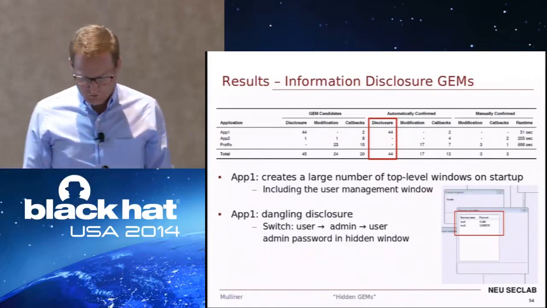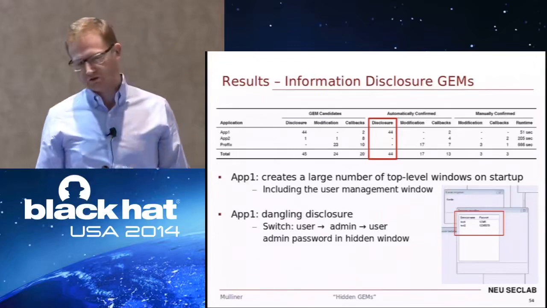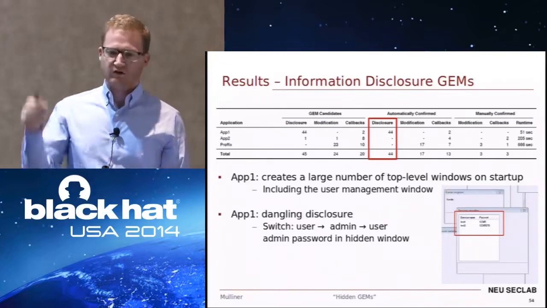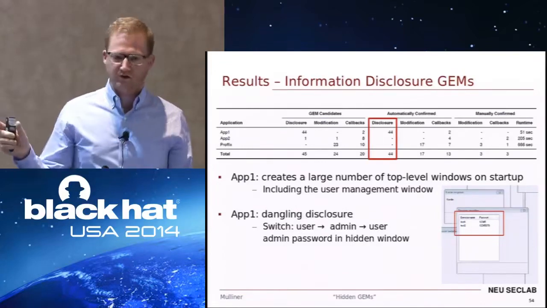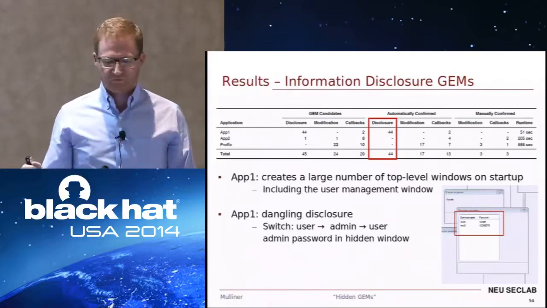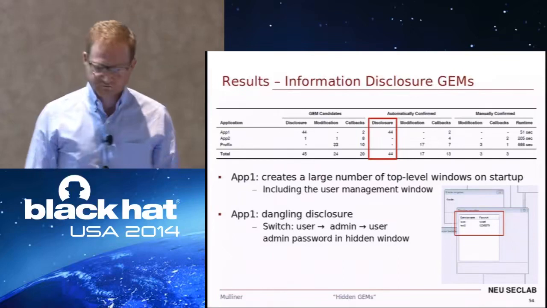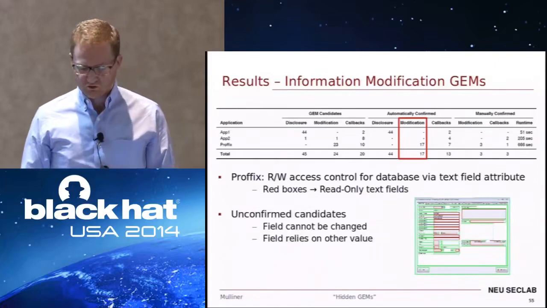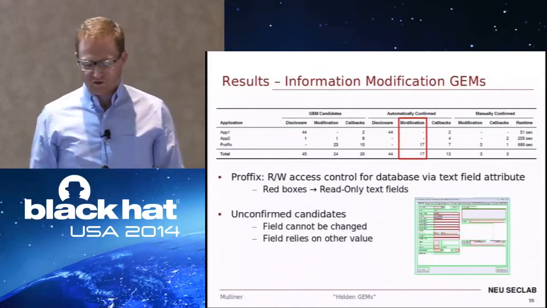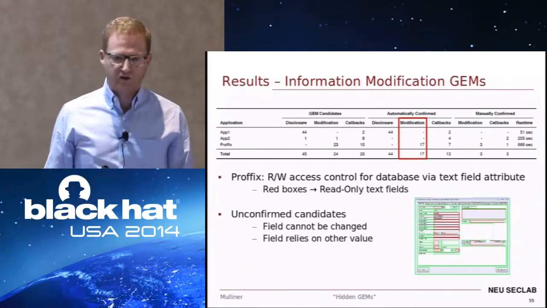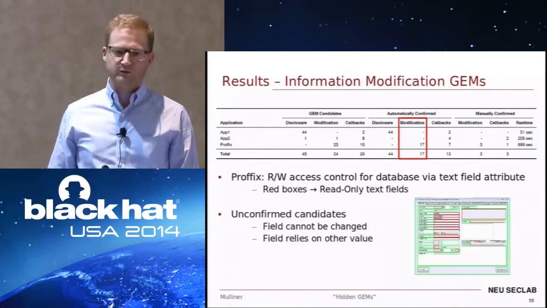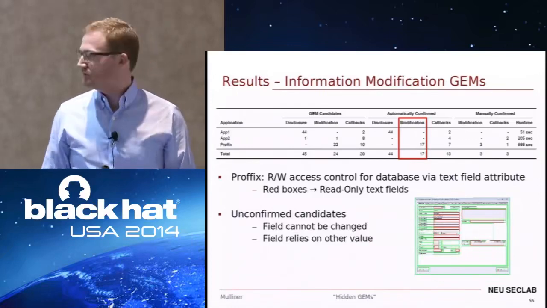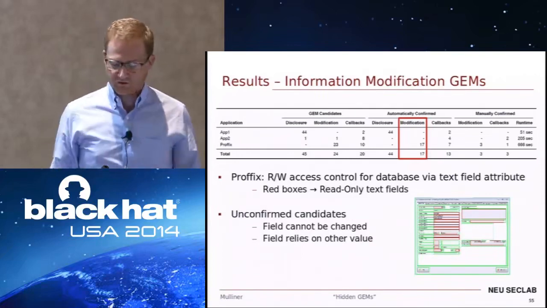And the same application had exactly the problem where you log in as a normal user, escalate to admin, and go back, and then you can just go to the UI and say, hey, show me all text fields, and you would see, hey, there's the admin password still in there. And then for the information modification, this application was using the read-write attribute on text fields to control write access to the database. And all those red boxes are the disabled fields.